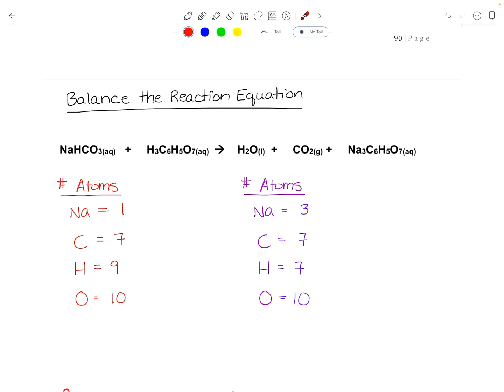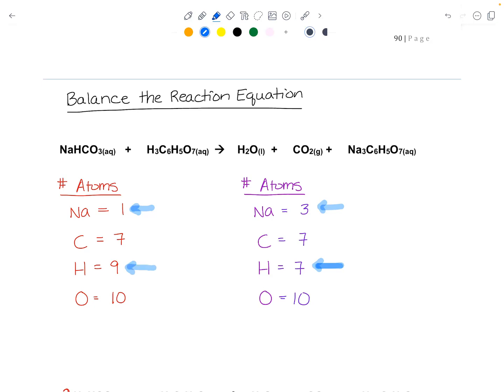On the left-hand side, the reactant side, we have 1 sodium, 7 carbon, 9 hydrogens, and 10 oxygens. On the right-hand side, we have 3 sodiums, 7 carbons, 7 hydrogens, and 10 oxygens. So what we can see is that we have 2 atoms that are out of balance. We have more sodium on the product side than on the reactant side, and fewer hydrogens on the product side than on the reactant side.